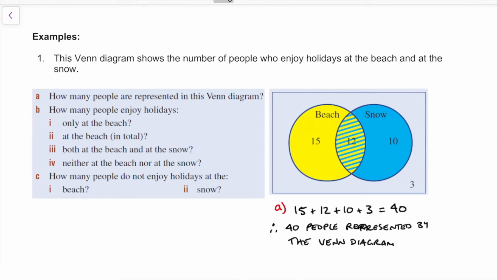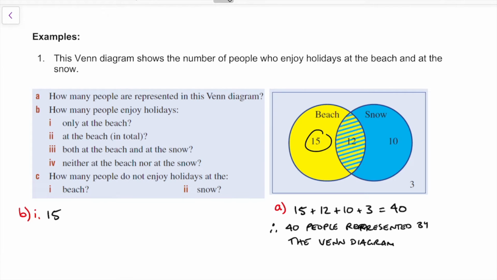All right, next question. How many people enjoy holidays only at the beach? So that's a B I. Well, that's 15. There are 15 people there who only like the beach.